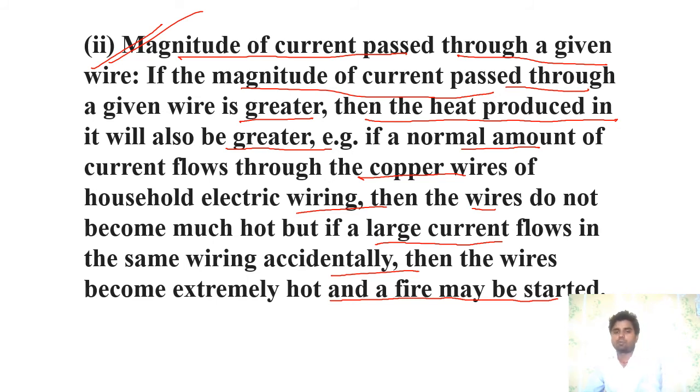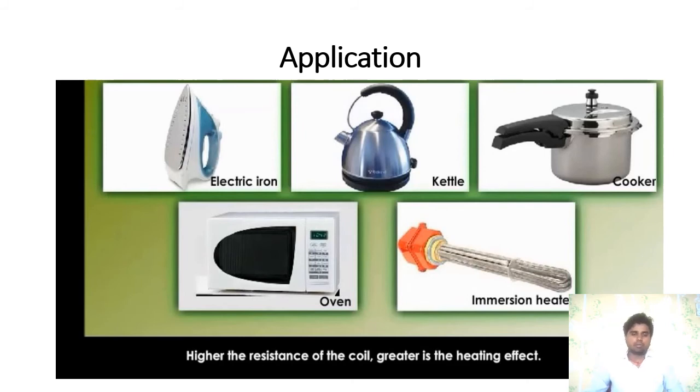Okay, students, so we are moving forward. See, students, there are different applications of the heating effect of current, in which different coils are used. The higher the resistance of the coil, the greater the heating effect. So in most of the appliances we are using nichrome as a coil.